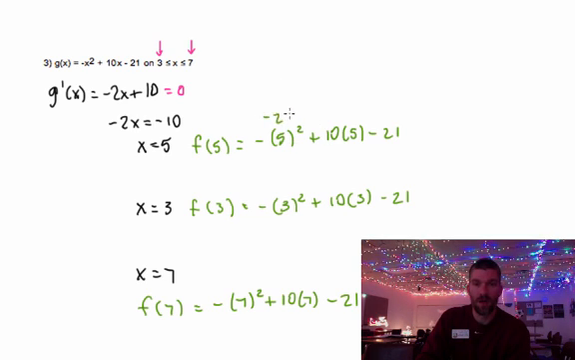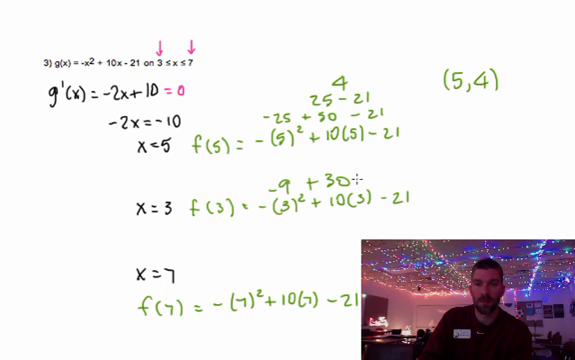I've got negative 25 plus 50 minus 21. And negative 25 goes with positive 50, gives me 25 minus 21. So this is going to be a 4. So the point x equals 5, y equals 4 is on my graph. Down here, I've got negative 9 plus 30 minus 21. Negative 9 plus 30 is 21, minus 21. So hey, this is going to be 0.